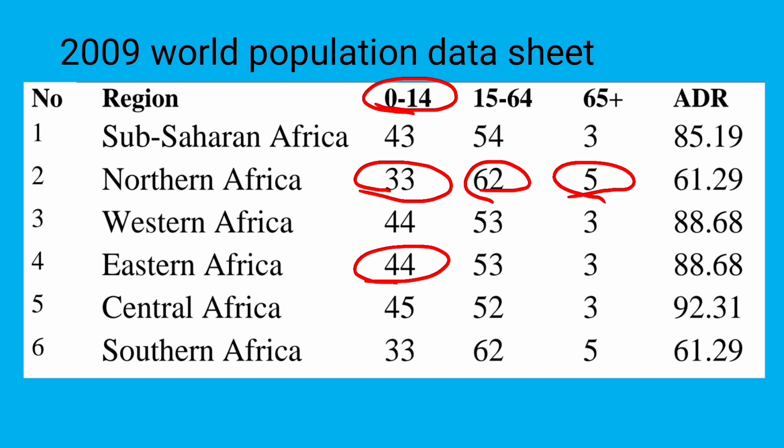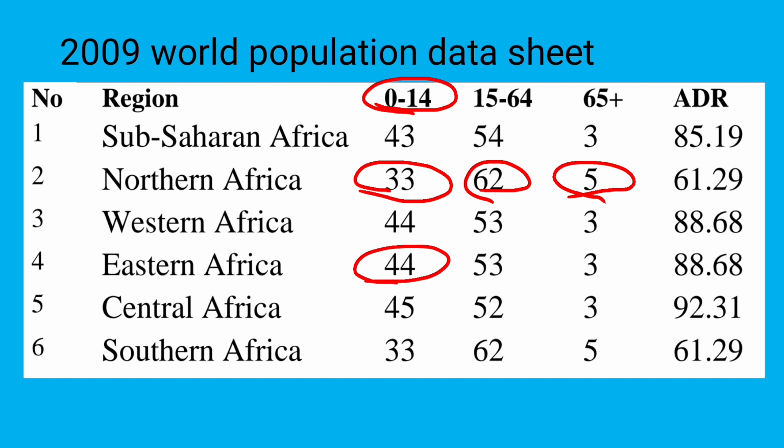Okay, sorry, Eastern Africa appears twice. Central Africa is known for newborns: 45% are 0 to 14 years old, the working force of the region is about 52%, and the elders are 3%, with an age dependency ratio of 92.3.